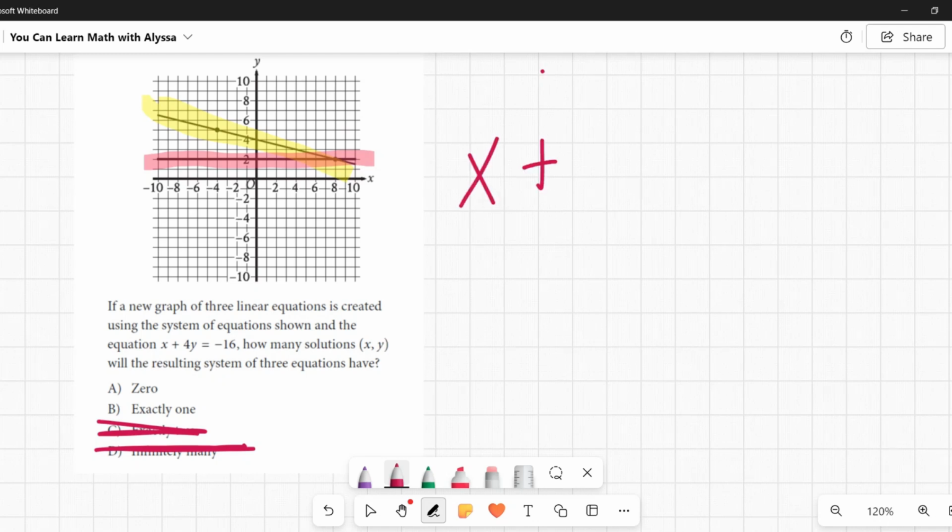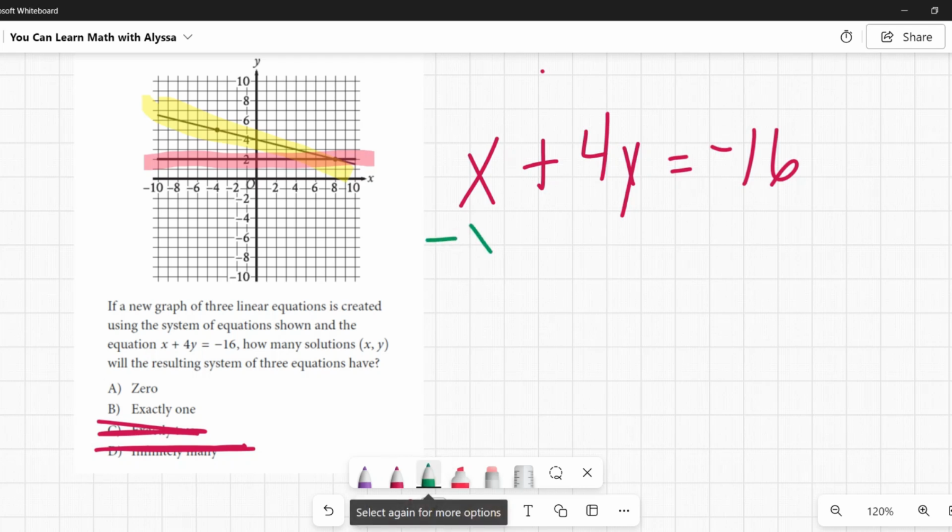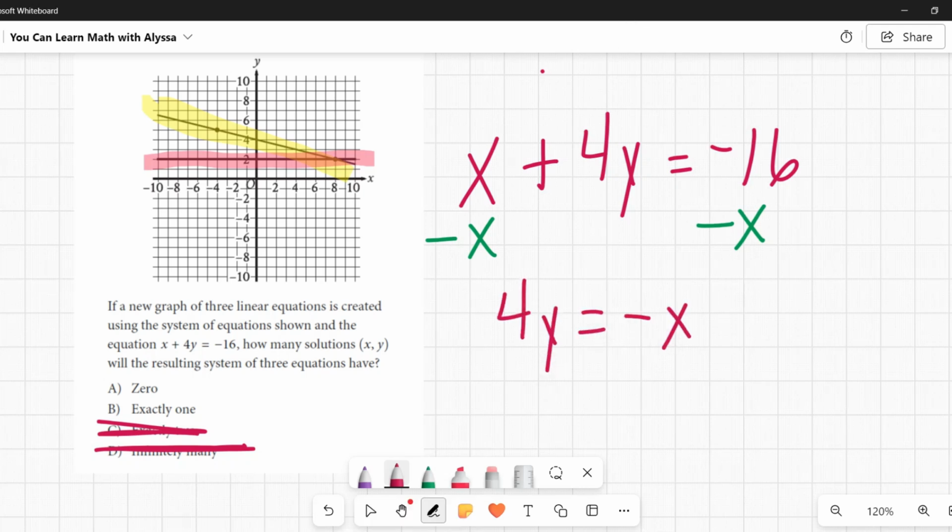If I have x plus 4y equals negative 16 and I want to graph it, for me, slope-intercept form is going to be the best way to graph this. And actually, there's a second way you can do this mathematically. I'm going to show you both ways. Okay, so first way, if I'm just going to sketch it, I'm going to turn this into slope-intercept form. I'm going to get the x's over on the right. So now I have 4y equals negative x minus 16. I'm going to divide everything by 4 to get rid of that 4.